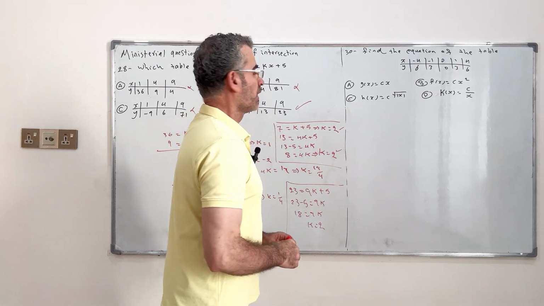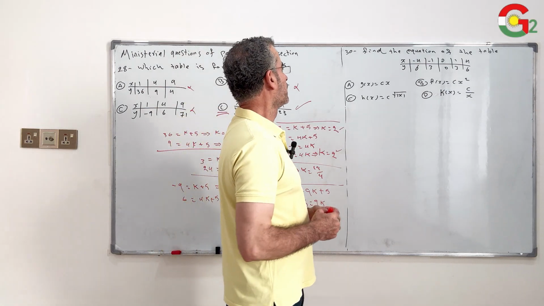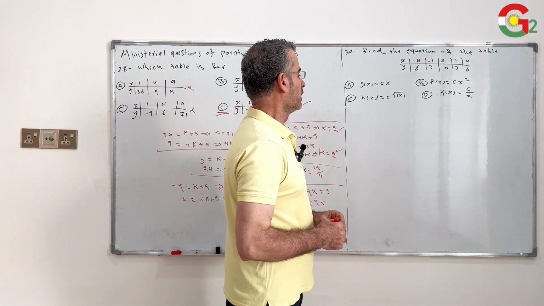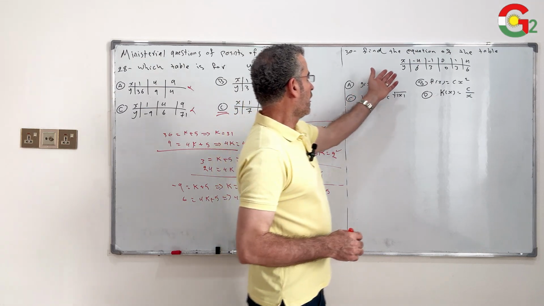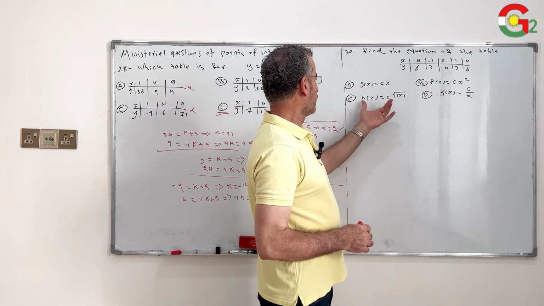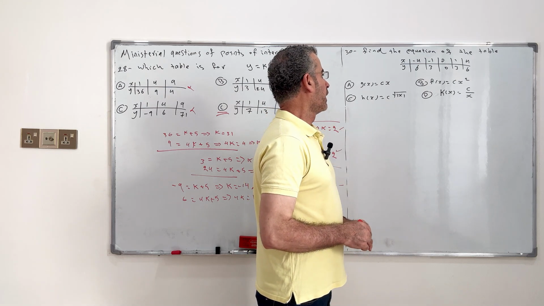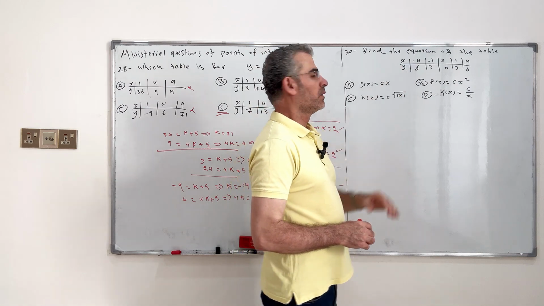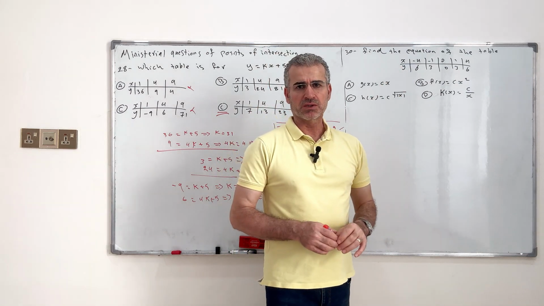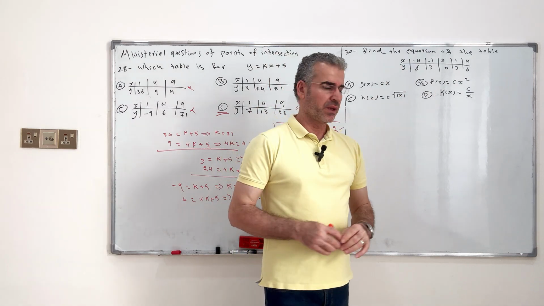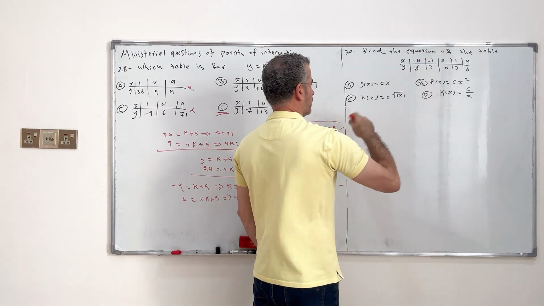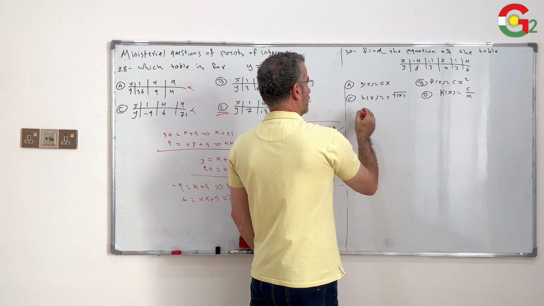Question number 30, the last question. Find the equation of the table. Here I have one table and 4 equations. I want to find which equation is for this table. The equation should satisfy all the points of the table. Let me check the first one.